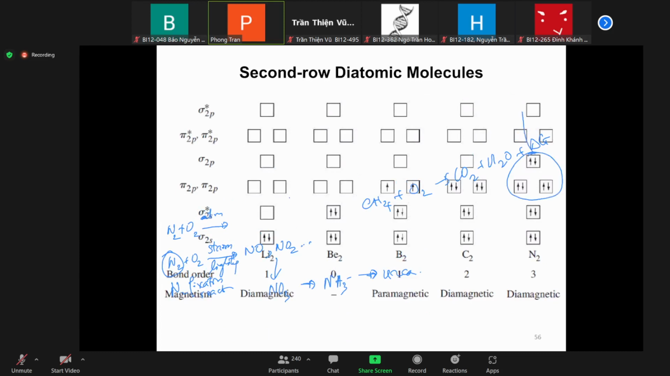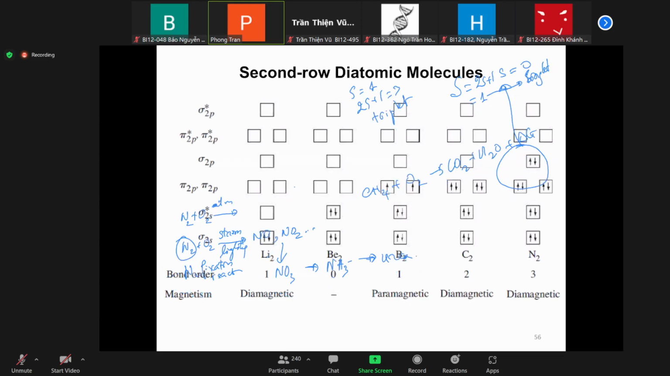So basically S equals 0 here. We take the multiplicity 2S plus 1, so 0 plus 1 equals 1. That means we call it a singlet. By definition, when the total 2S plus 1 equals 1, that means singlet. And if you have a species with S equal to 1, that means 2S plus 1 equals 3, we call it a triplet. Okay, that's the first thing.